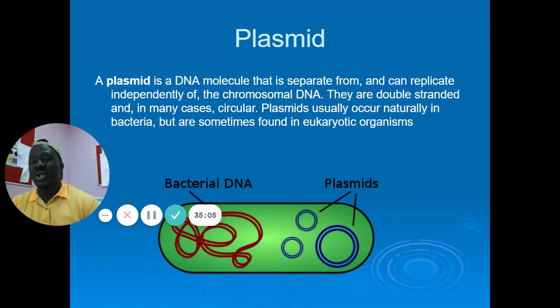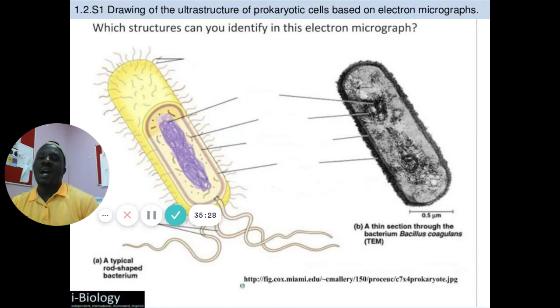Plasmids usually occur naturally in bacteria, but are sometimes found in eukaryotic organisms as well. So this makes a distinction between eukaryotes and prokaryotes. This one has the nucleoid where you find the DNA, and then the plasmids where we find the outer DNA. So this is okay. Now I can draw them for you.